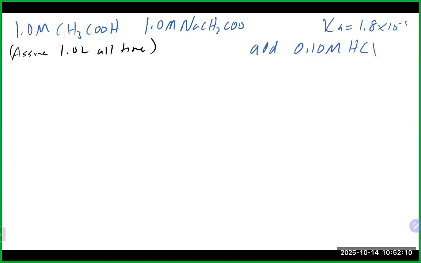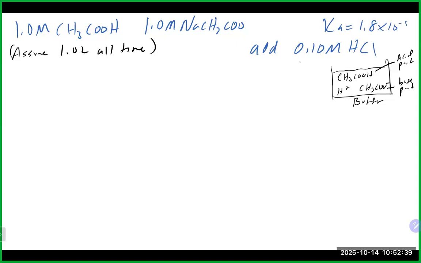So we definitely have, in this case, our buffer, which would be our acetic acid, our H plus, and our acetate, right? That's our buffer. And again, we have our acid part of our buffer, and we have our base part of our buffer in this case.